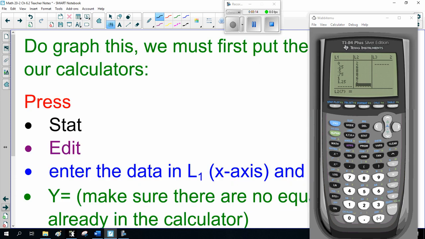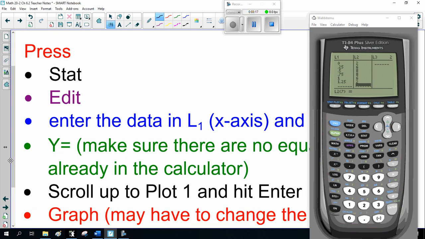I'm going to go back, enter the data in L1 and L2, Y equals. Next thing, Y equals. Make sure there's no other equations in the calculator, so we clear this from 6.1. Now scroll up to Plot 1, hit Enter, and Graph. There we go. Now notice we got a bunch of points. Stat plot: second Y equals gives us the stat plots. We hit this, Enter, and we got on, dots, lines, bar, X list, Y list, so everything looks good there. So clear. Now, the window.